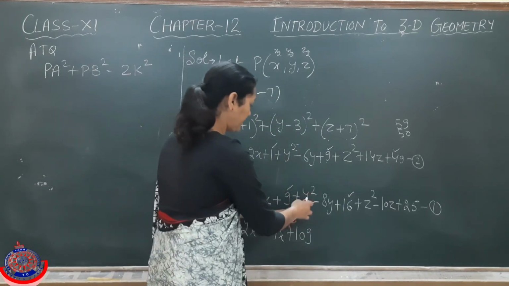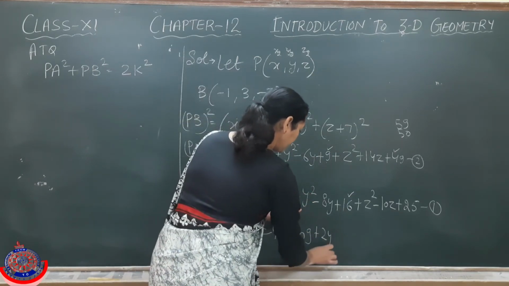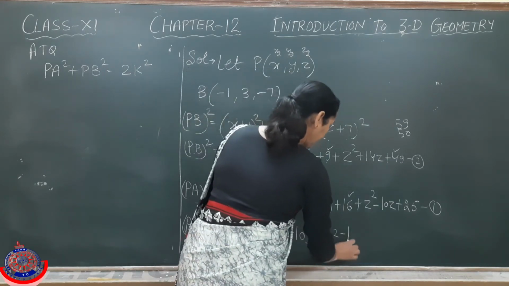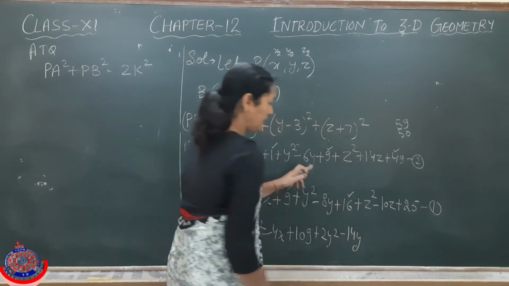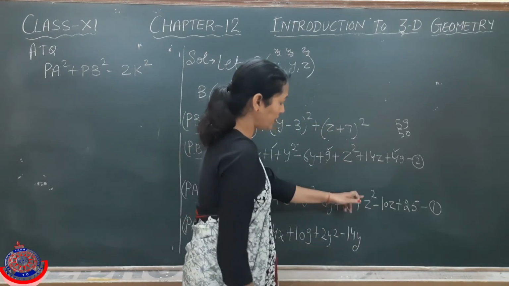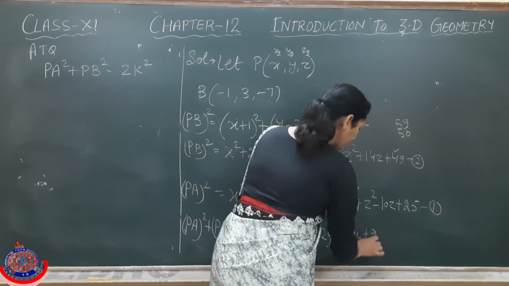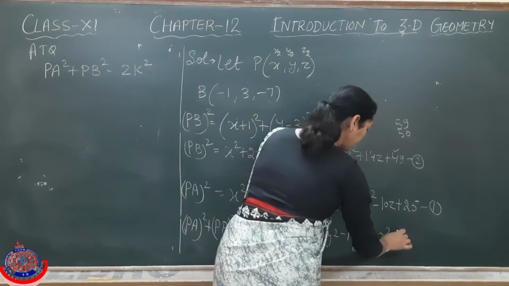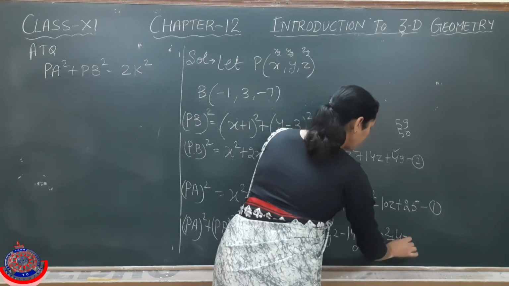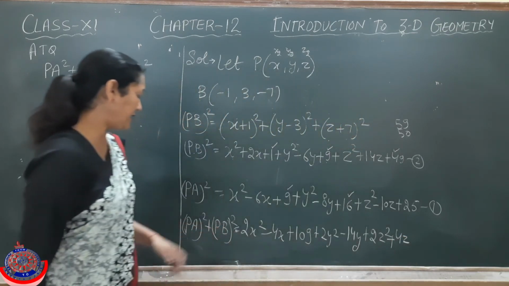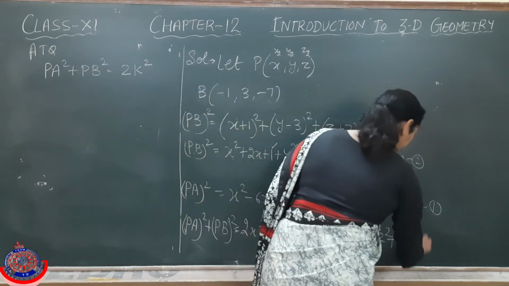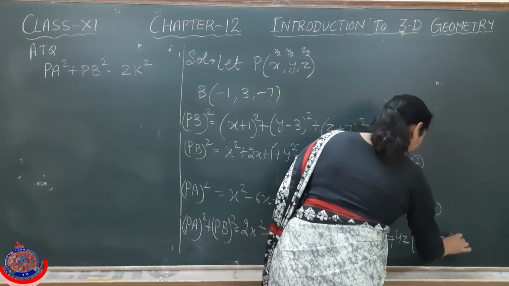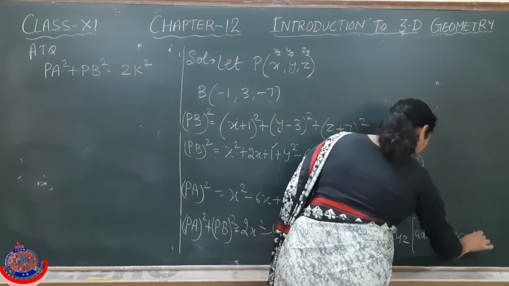Then y square and y square gives us 2y square. Minus 6y and minus 8y will give minus 14y. This we have already done. And z square and z square will give 2z square. 14z and minus 10z will give plus 4z. So by adding equation 1 and 2, we have got this result.